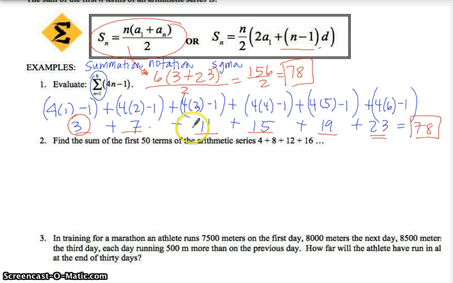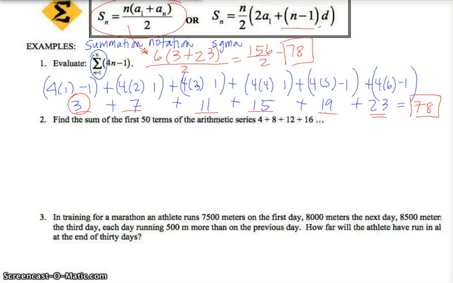So you either spend a lot of time writing it out, or you simply recognize, plug in the 1 to get the first term, plug in the 6 to get the sixth term. This represents how many terms we have. Use the formula. All right, number 2. So let's move on to number 2.